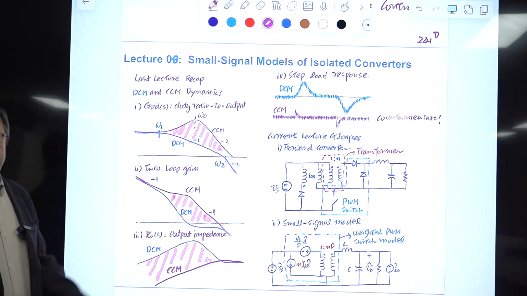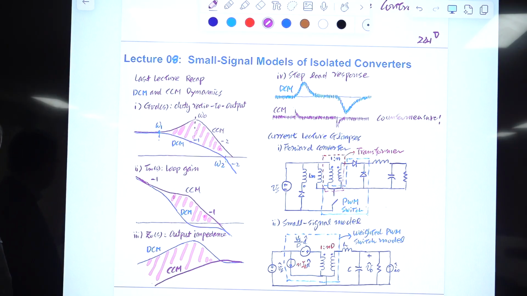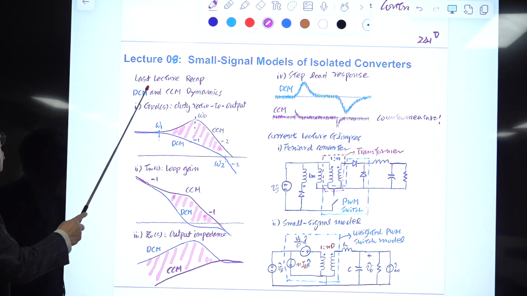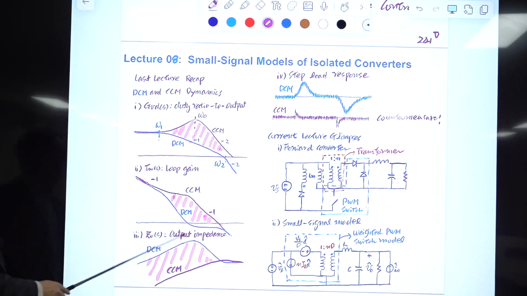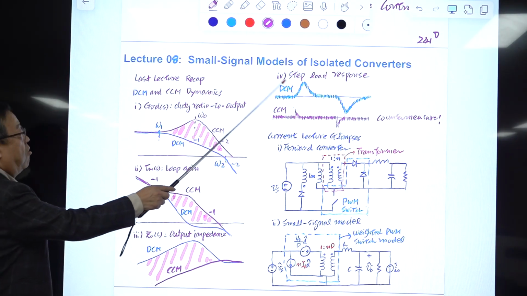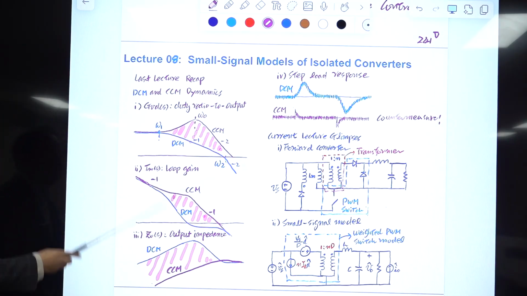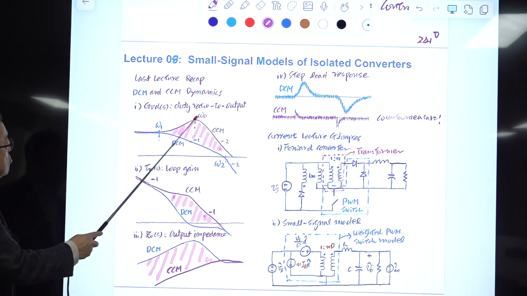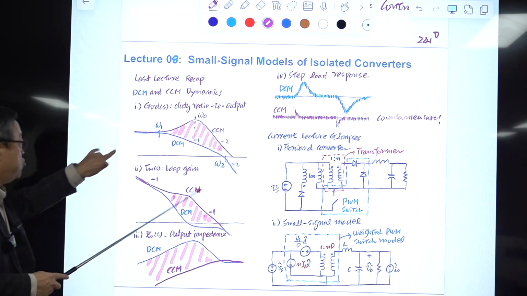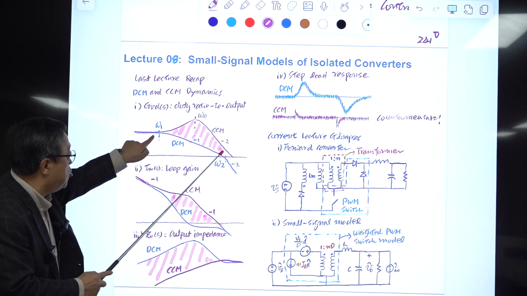Suppose the compensation voltage feedback circuit is designed assuming CCM operation, and the converter jumps into DCM operation for some reason. Then this is the variation that will occur in the dynamics of the converter. During CCM operation, this is the control-to-output transfer function. So this double pole will be split into two real poles. One is here, another one is here.